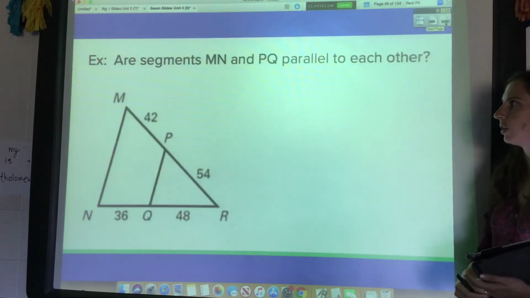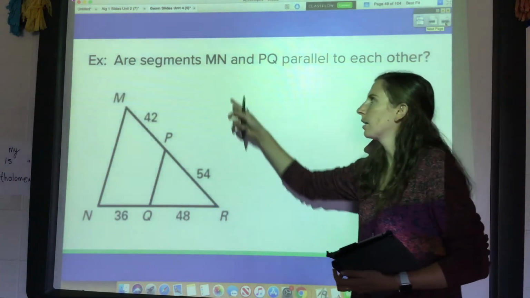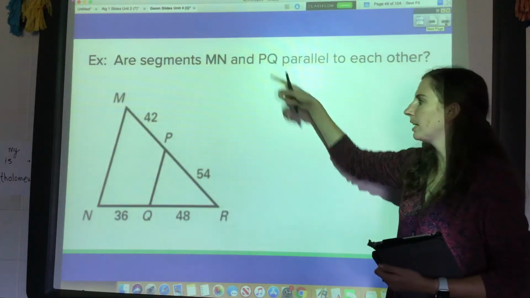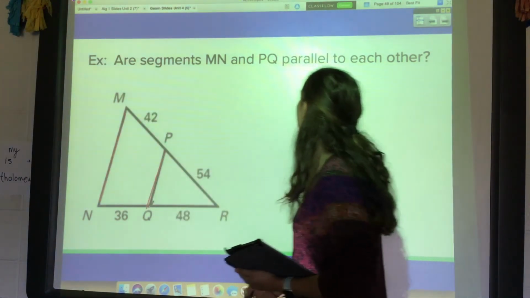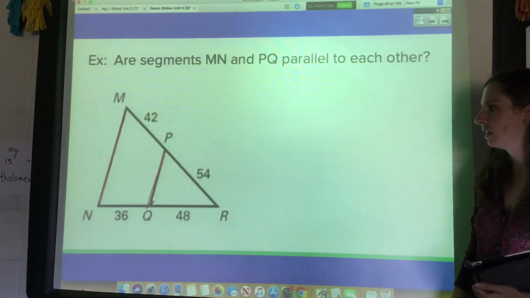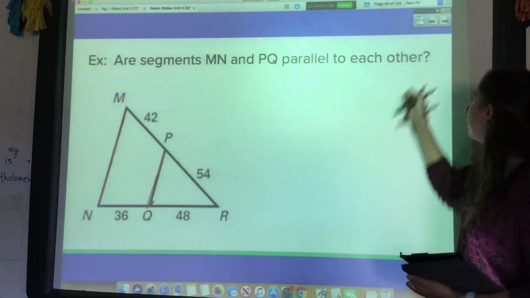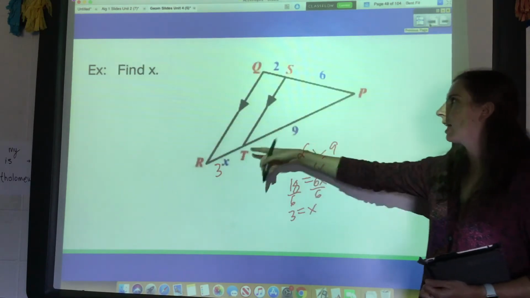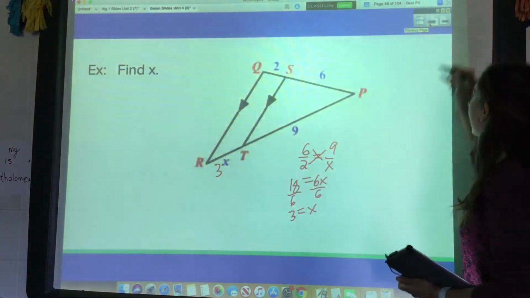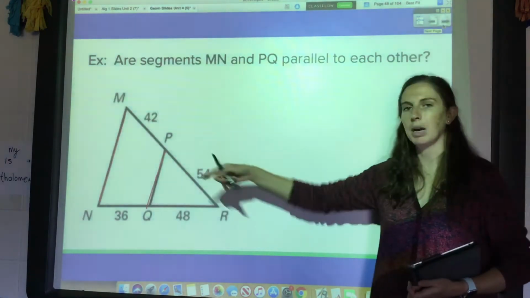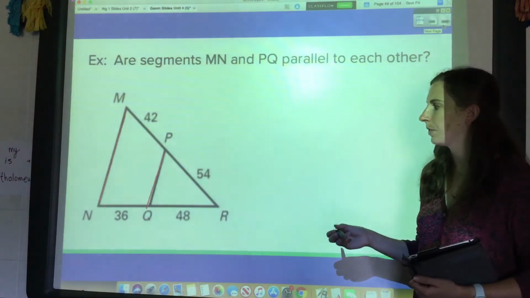Here's another example. We're kind of going to work backwards on this one. Are segments MN and PQ parallel? They sure look like it, but the way we can tell is basically do what we just did. Set up these ratios, and if those are proportional, then yes, they're parallel. If that proportion doesn't work out, then no.